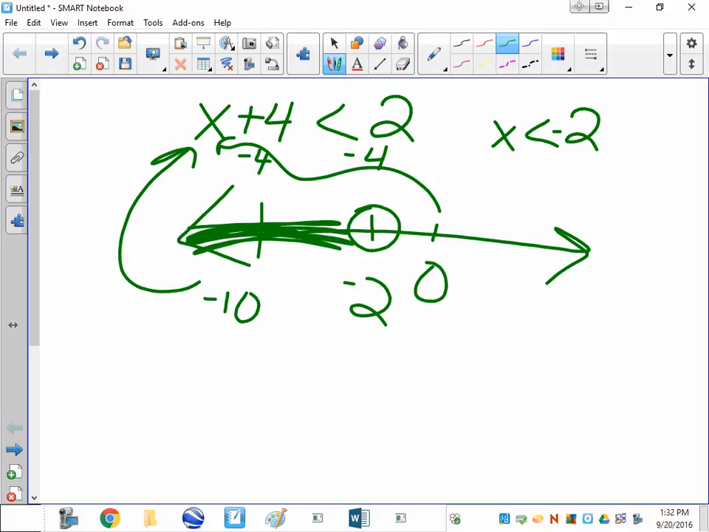Is negative 2 going to work? Why won't negative 2 work? It's an open circle. It's not part of the answer. We put negative 2 in there. Negative 2 plus 4, thank you, is not less than 2. It's less than or equal, but it's not less than 2. So negative 2 is not one of the answers.